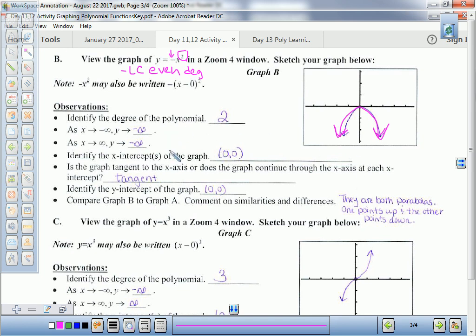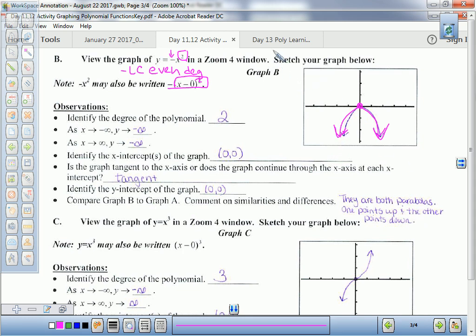Now, that's really the only thing that changed. It reflected it over the x-axis. The x-intercept is the same. It is still tangent because this factor, just the factor part, is still squared. So it's going to hit and bounce back at 0. Okay, so when you were comparing, they're both parabolas. One opens up, one opens down. They're reflections of each other.